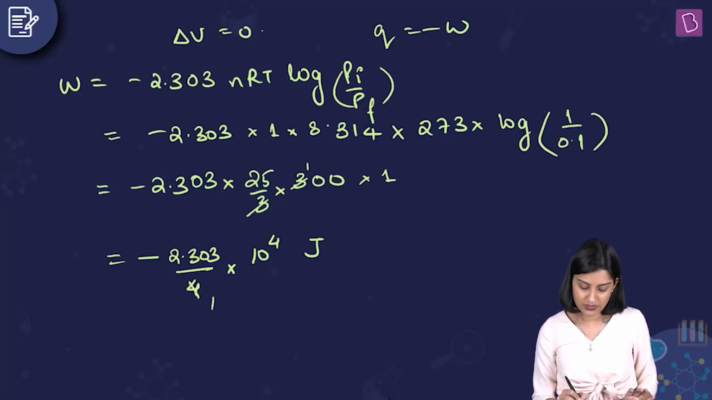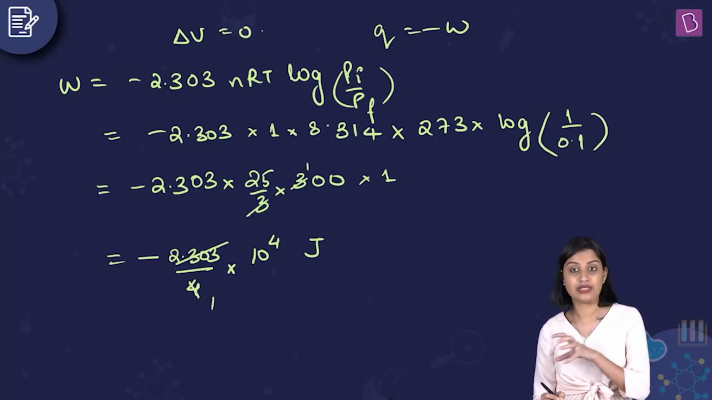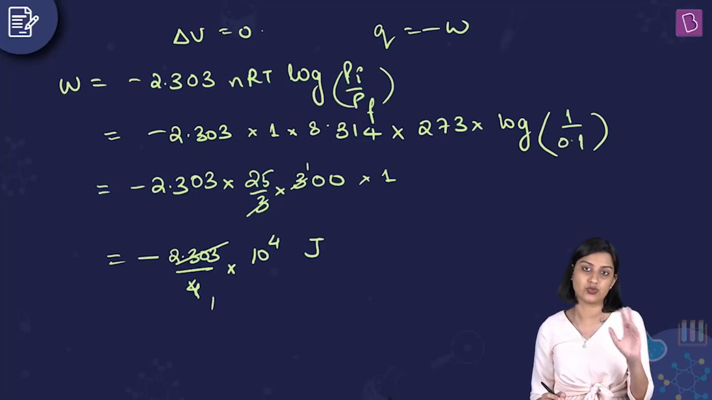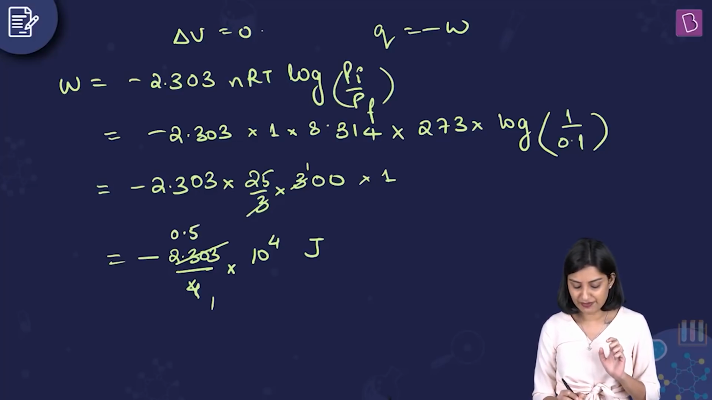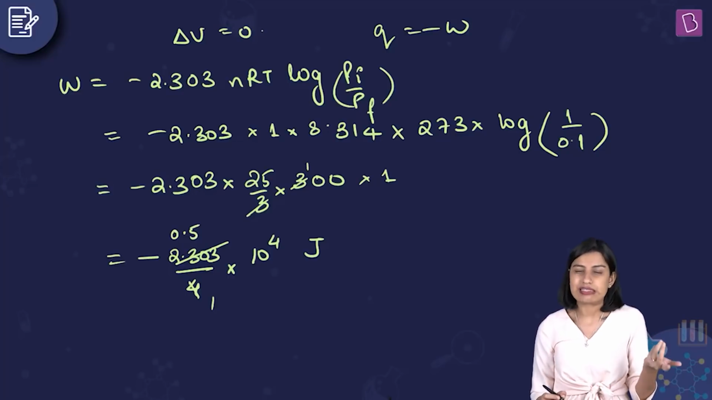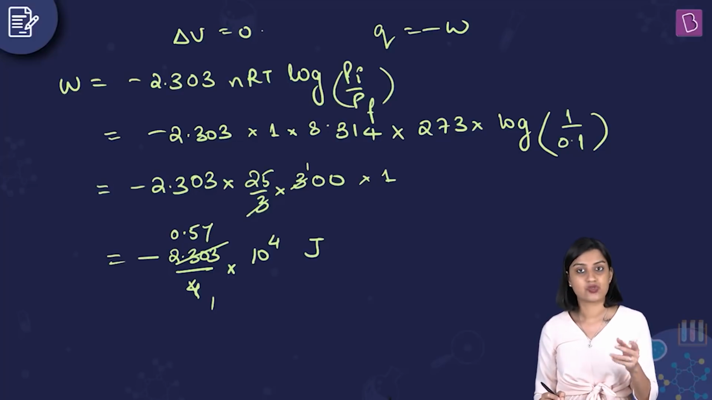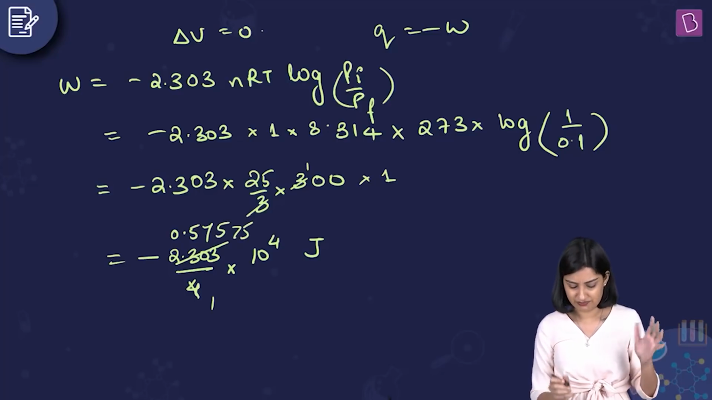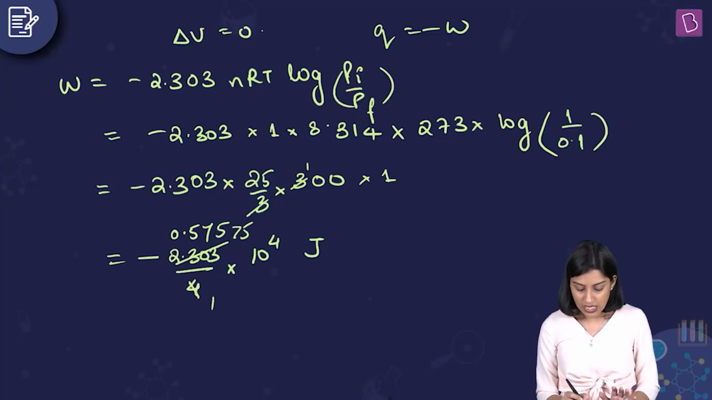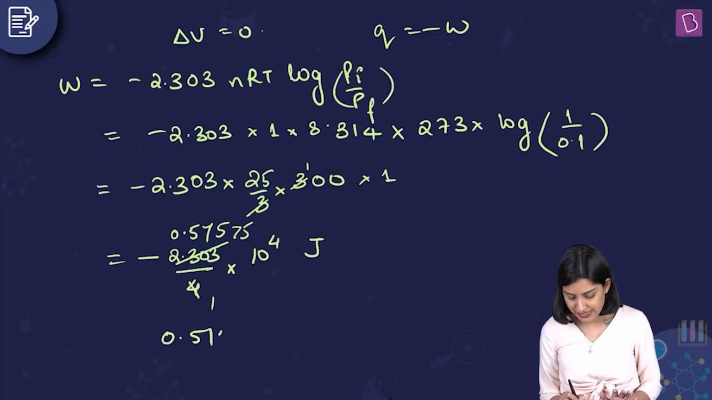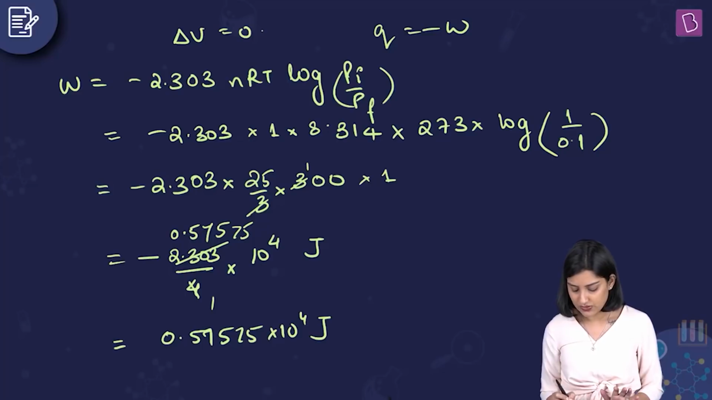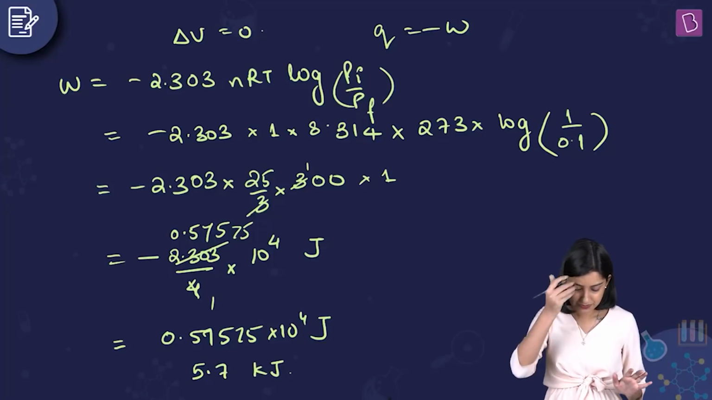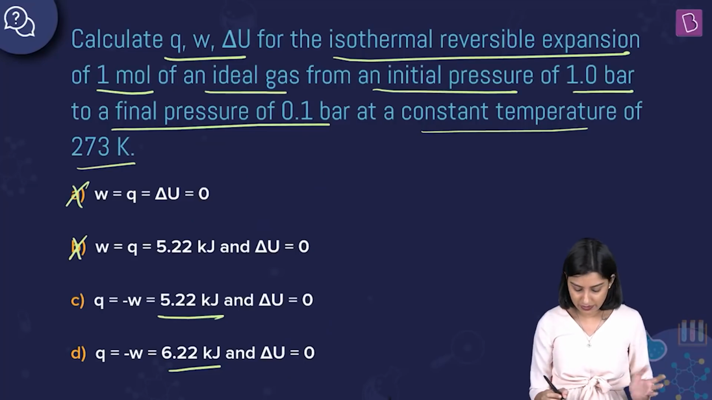So cancel this once. 2.3, the closest thing that you can do is write 2. So this is already 0.5. You have 30, so do 7. You have 28, so 2 is left. 23, so again we'll write 5. And 7, 5, like you can write this. So now you have 0.57575 into 10 to the power of 4 joules. Convert this to kilojoules. So you will get 5.7 kilojoules. Correct? Okay, great.